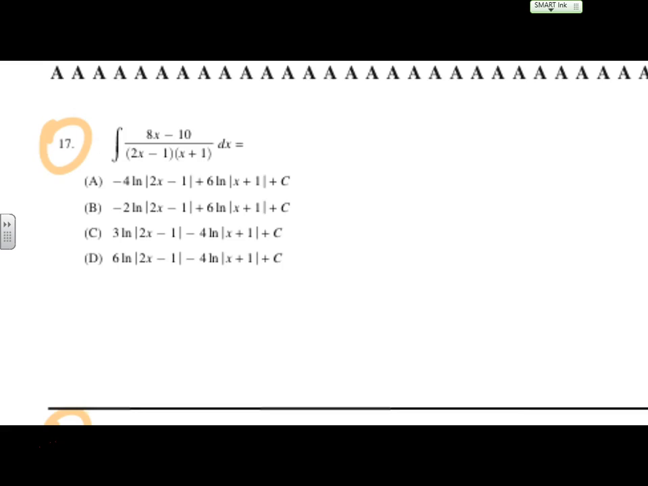Number 17. U-sub, no. Guys, look at all the answers. Can't you tell it's an integration by parts? No? It has ln of one u and ln of another u, that means you're going to have two separate fractions with two separate denominators. Oh, sorry, I said parts. I meant partial fractions, lo siento. My head is fuzzy. So then Jackie showed his work over here on the side.